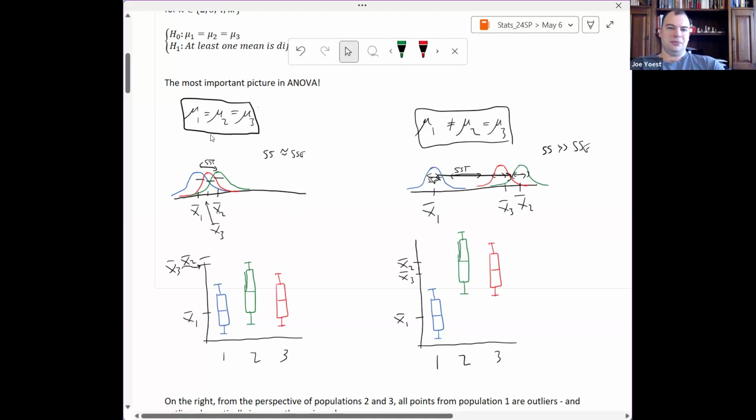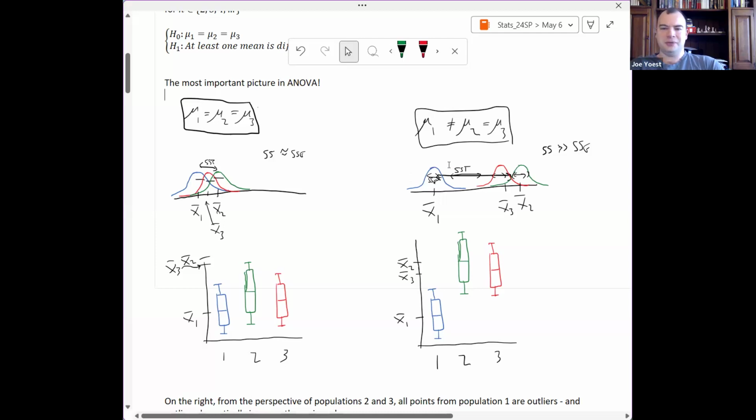So this would be an example where we might see data like this coming from a situation where the means are all the same. X bar 1, X bar 2, and X bar 3 are all fairly close together. Not exactly on top of one another just because of sampling error, but pretty close together. So the aggregated variance looks a lot like the individual variances.